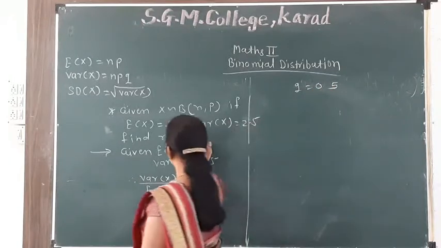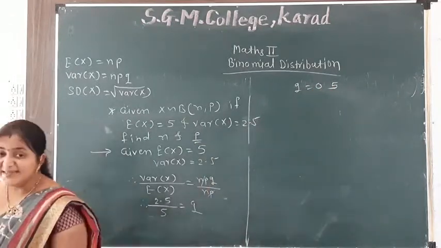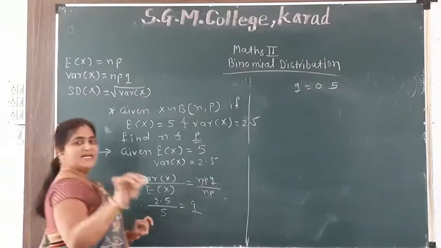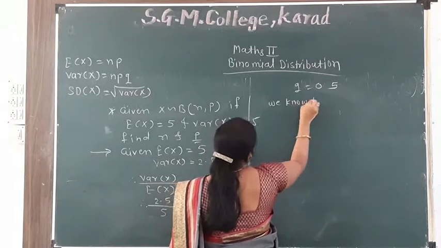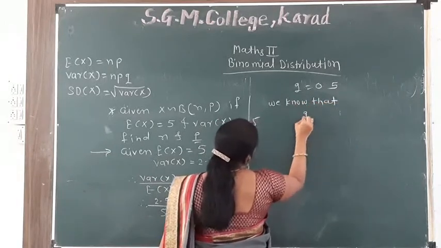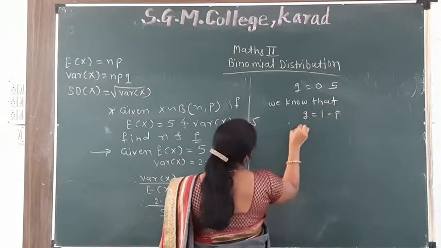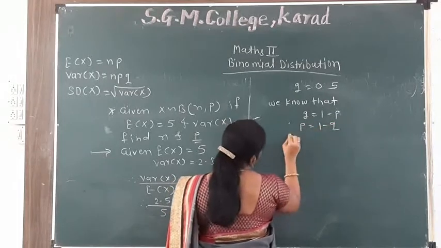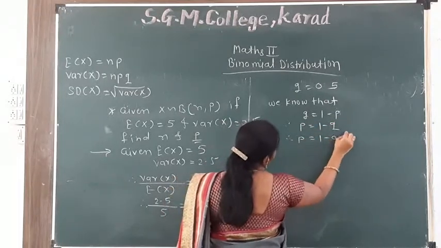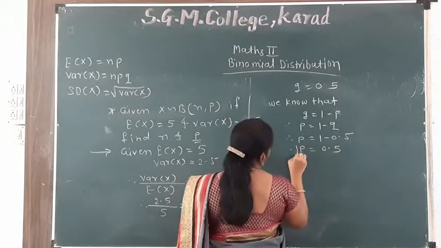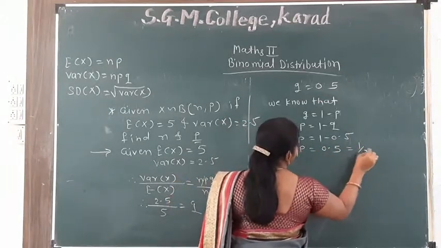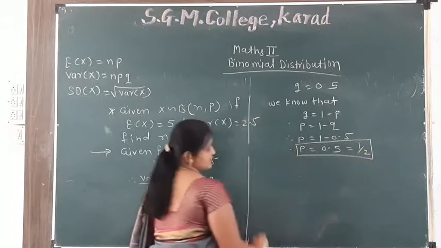But I want here p. How to find p? We know that q is equal to 1 minus p. So, therefore, p is equal to 1 minus q. So, p is equal to 1 minus 0.5. So, therefore, p is equal to 0.5. Otherwise, we can also write 1 by 2. This is my p value.